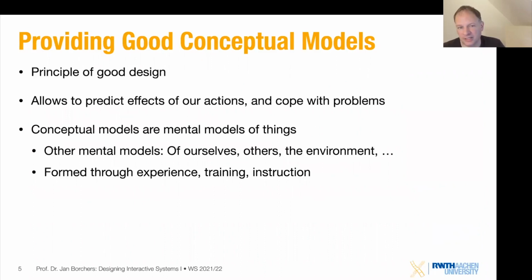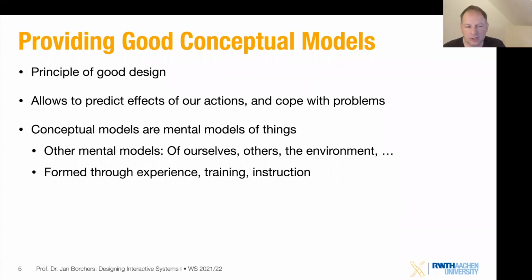So we want to provide a good conceptual model, right? We want to provide one, that's the principle of good design, that allows the user to predict what the effects of actions will be, or if they run into trouble with a device or a technology or a system or a software or an app, they should know and develop a model that helps them recover from errors. Right. So a keyboard that has a backspace button or a delete button will suggest, okay, this is how I can maybe correct mistakes that I've made earlier.